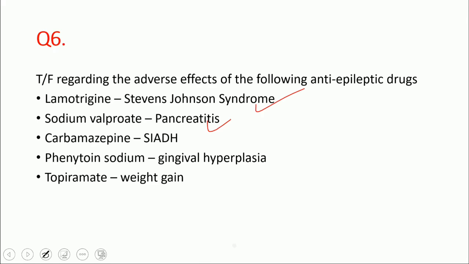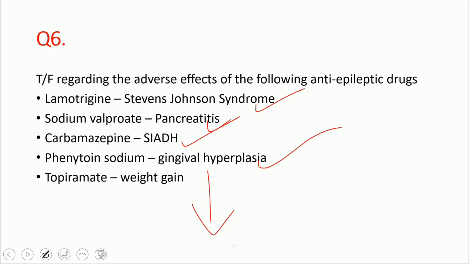But remember, valproate, the main problem is teratogenic, very high teratogenic potential. Carbamazepine, SIADH, right? Phenytoin causes a lot of coarsening of facial features. Gum hypertrophy is very well known with phenytoin. That's true. Topiramate causes weight loss, not weight gain.